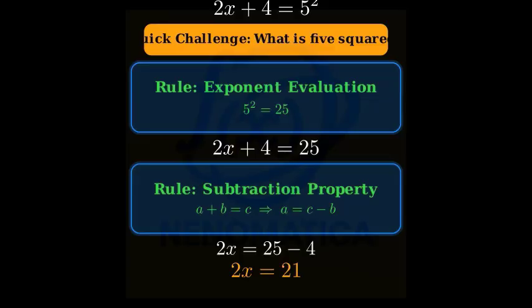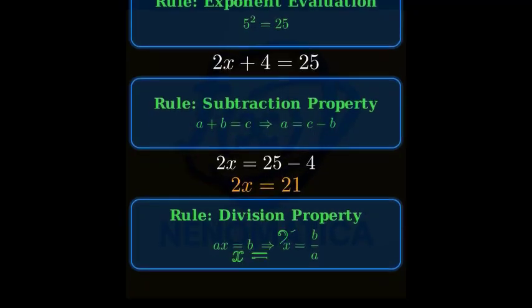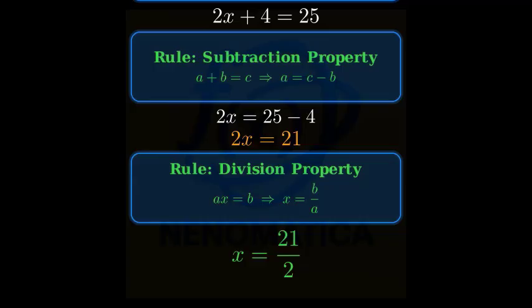Step 4. Solve for x by dividing both sides by 2. The division property of equality says, ax equals b implies x equals b over a. Therefore, x equals 21 over 2.